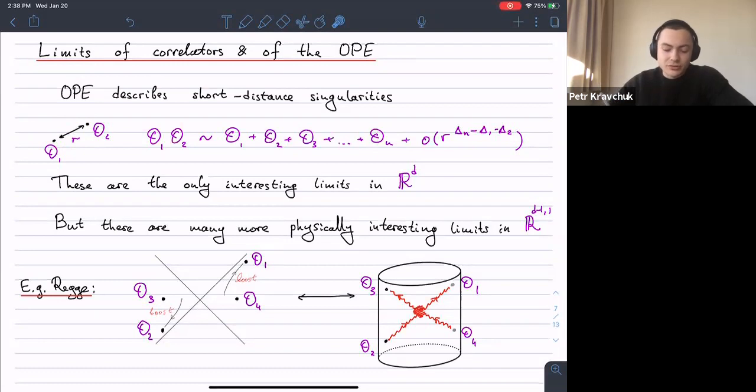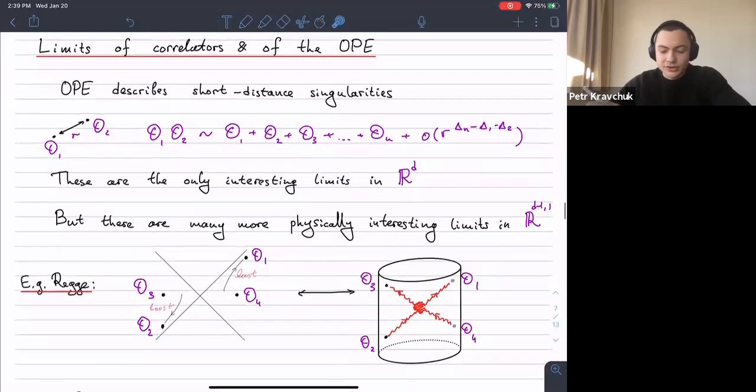And in Euclidean signature, these are the only singularities that you have. Because when the points are not colliding in Euclidean signature, the correlation functions are just some real analytic functions. They have some value, I don't know, 3.7150, but they don't have any interesting behavior, except when the points start colliding. But in Lorentzian signature, you have light cones and other singularities.